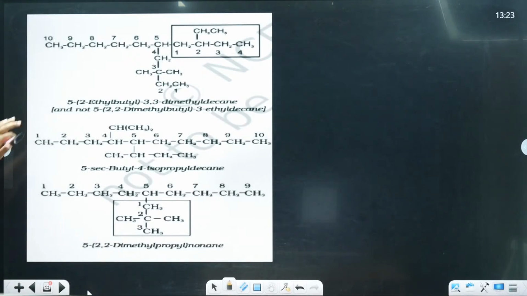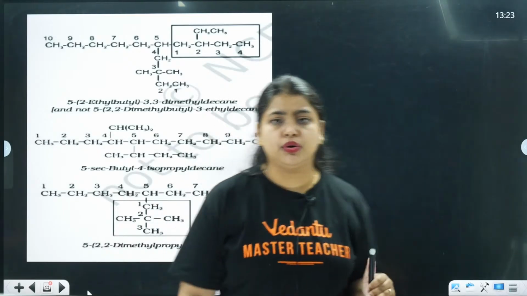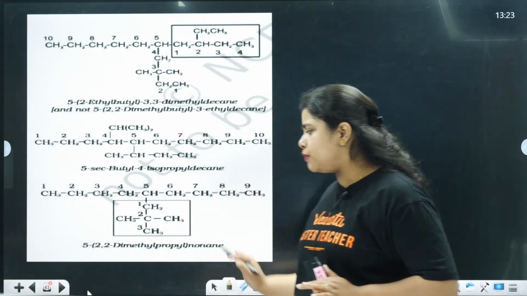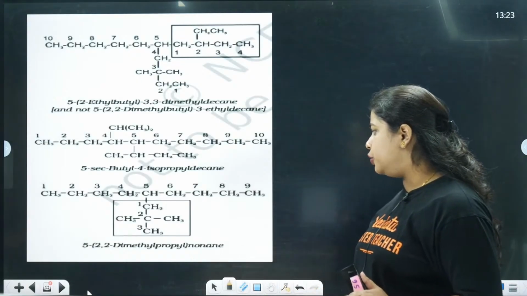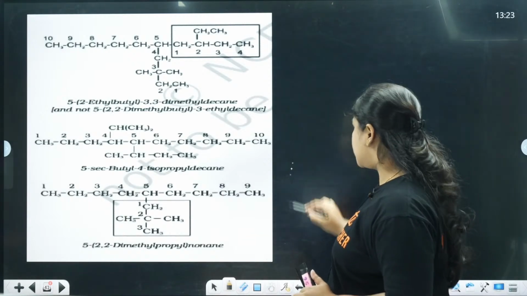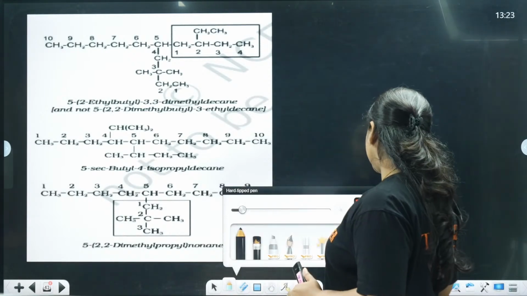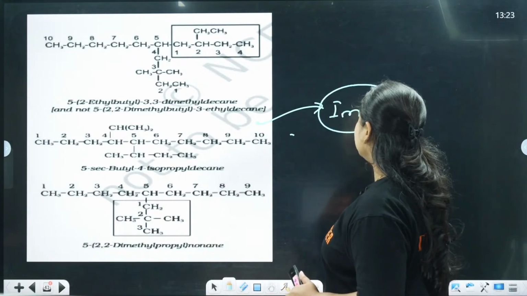Yes, so this is how you can name it. Now one more option is 5-butyl, and one more is 4-isobutyl nitrile. This is also a simple example we can give. Here there is 5,2,2-dimethylpropyl. So these are the 3 examples which are very important for you to understand. All the examples are important, you must do all of these.